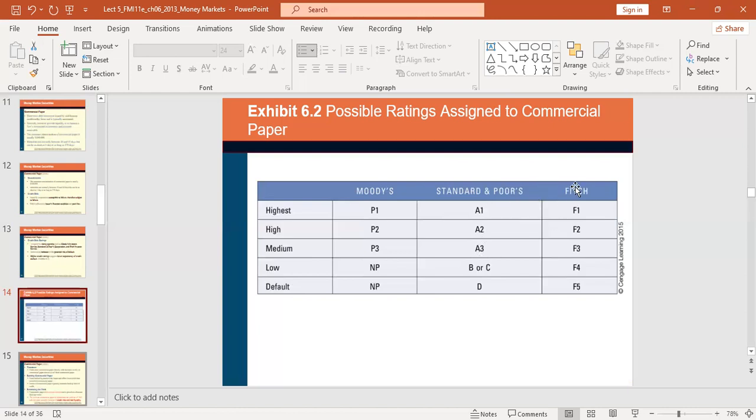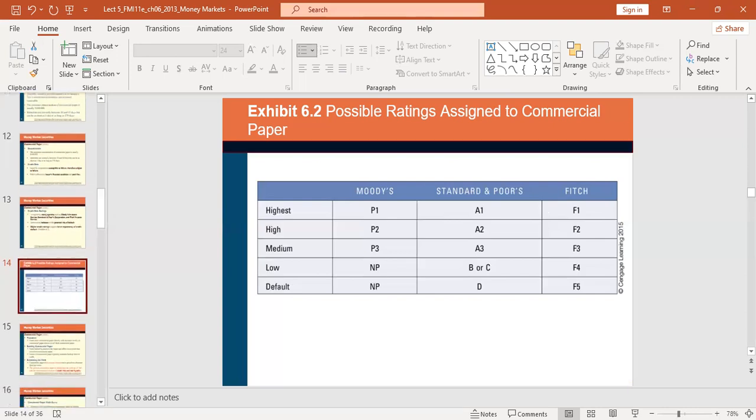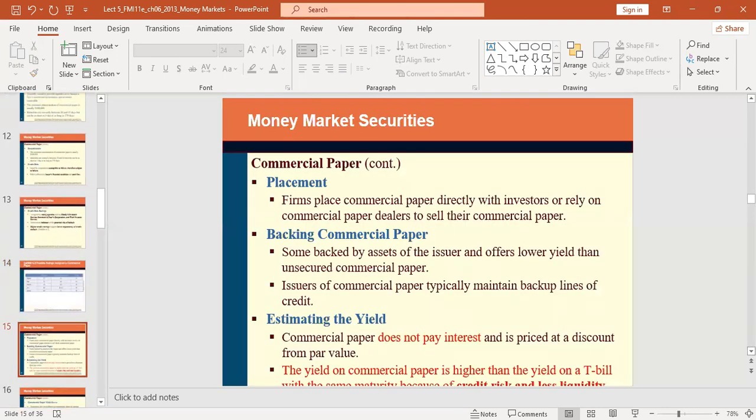There's another rating agency called Fitch. Fitch uses F to denote its ranking. F1 means the highest quality, F5 means the lowest quality. In terms of placement, firms place commercial paper directly with investors or rely on commercial paper dealers to sell it. So the company can either sell directly to the investors, or sell to dealers, who will then sell to the investors.